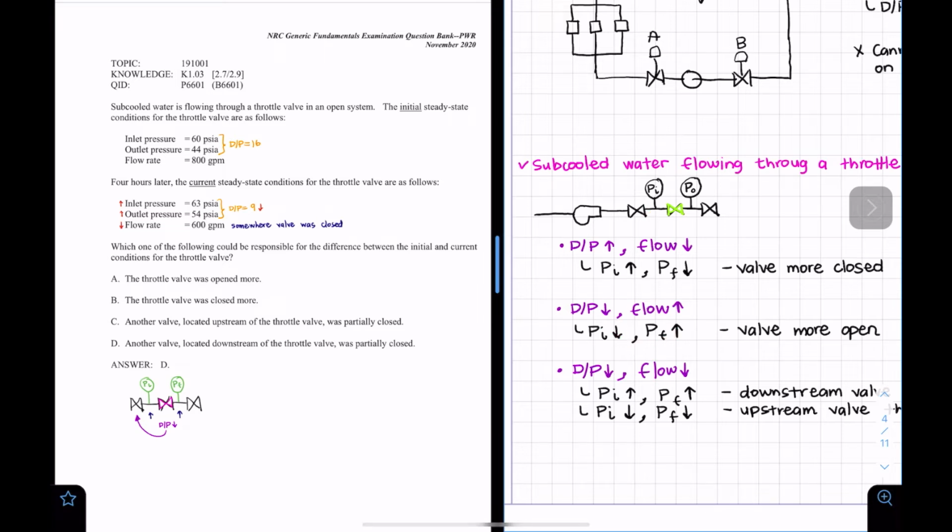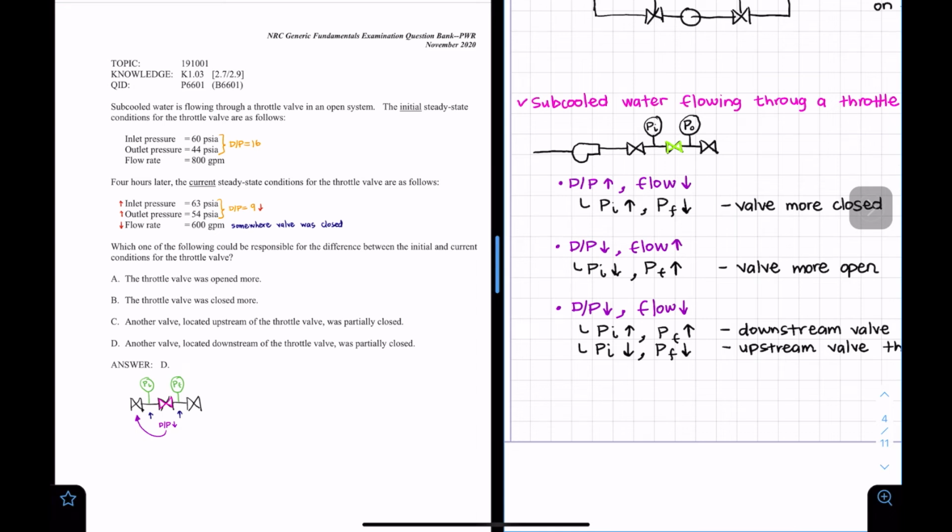So in here, since in this one the flow increased, meaning we open the valve more, the differential pressure decreases, meaning that this pressure decreases and this pressure increases. So this one has the same direction, this one has the same direction. This one has the same direction, this one has the same direction. I don't know if that helps you remember.